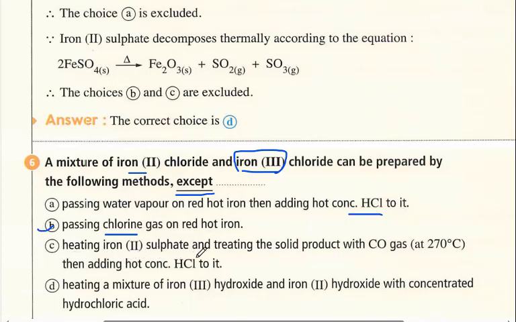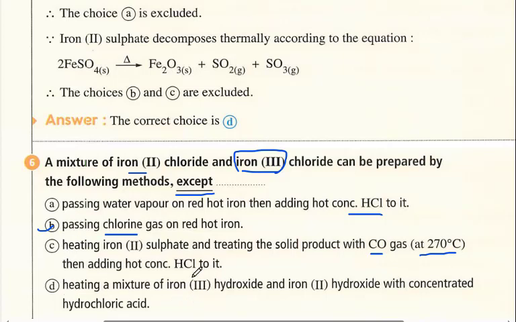Here, heating iron 2 sulfate and treating the solid product with carbon monoxide. Heating iron 2 sulfate is the way to prepare ferric oxide. So this is ferric oxide, iron 3 oxide, solid, and we treat it with carbon monoxide as a reducing agent, and the temperature is very important, from 230 to 300, to form magnetic iron oxide. Magnetic iron oxide is a mixed oxide, and adding conc HCl will produce a mixture of iron 3 and iron 2 chloride. Okay, so this one is not the correct answer here.